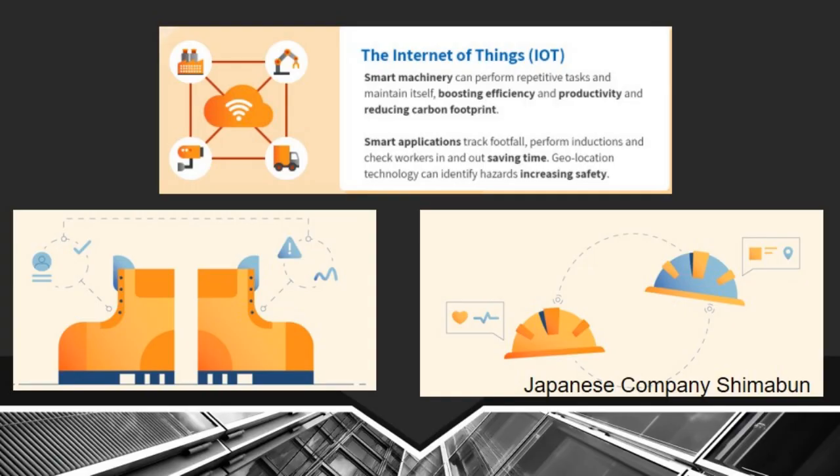We are also having IoT, that is the Internet of Things. So smart machinery can perform repeated tasks and maintain itself, boosting efficiency and productivity and reducing carbon footprints. So in this era, we need to think about carbon footprints also. We need to think about sustainable development. So in that segment, IoT can help you a lot. So basically IoT is Internet of Things.